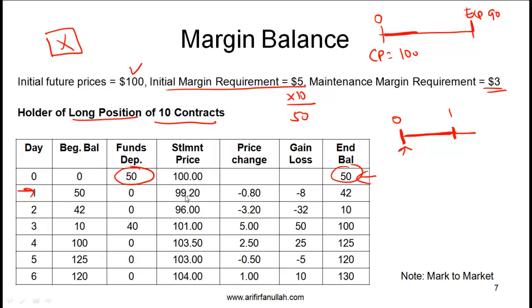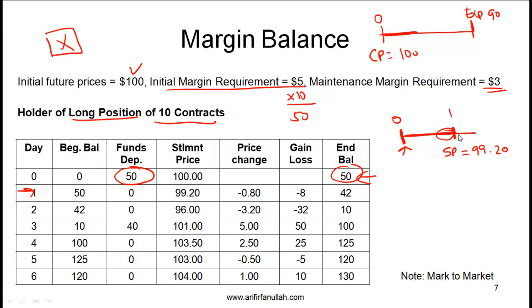Now let's say that during day 1 the price came down to 99.20. So the settlement price at the end of day 1 is equal to 99.20. And recall from the earlier discussion, the settlement price of 99.20 was calculated based on the average of the last few trades on day 1. So that's the settlement price per contract. The price changed by 80 cents. The contract price initially was 100. Now the contract price has gone down to 99.20.